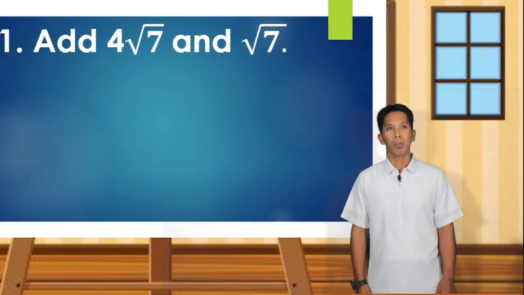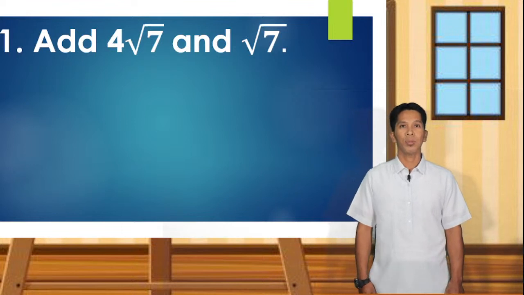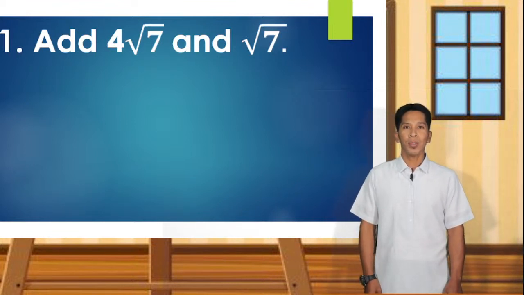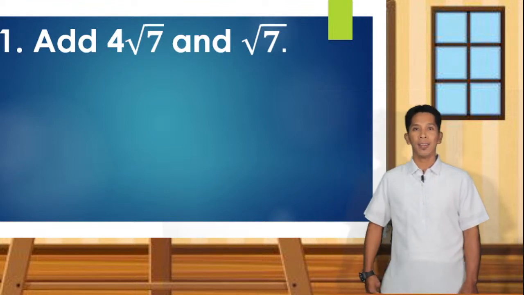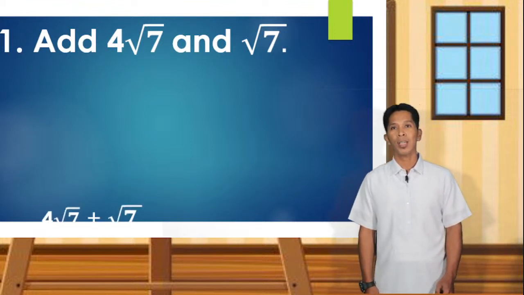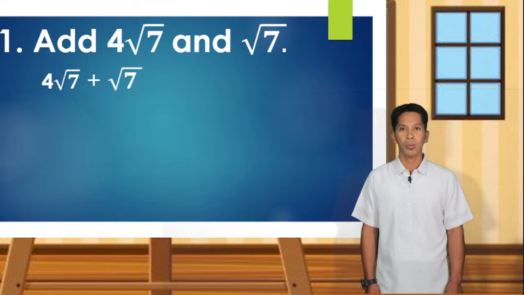Example number 1. Add 4 square root of 7 and square root of 7. If we observe again, the two given radical expressions are similar, so we can add them at once. So we have 4 square root of 7 plus square root of 7.